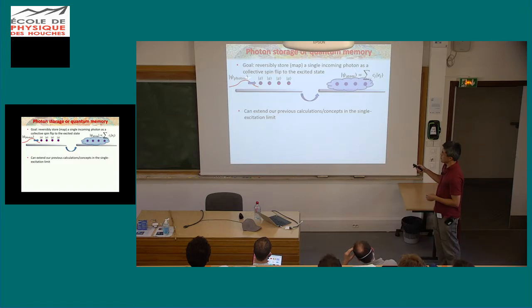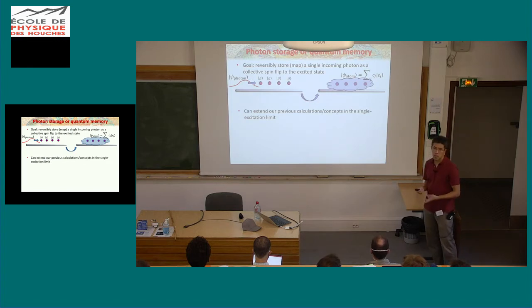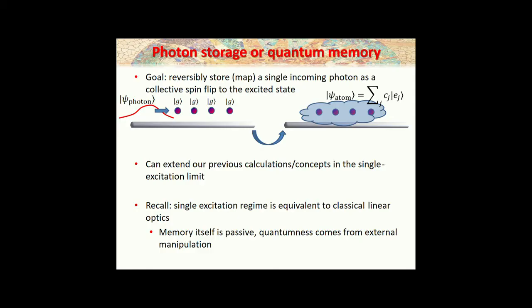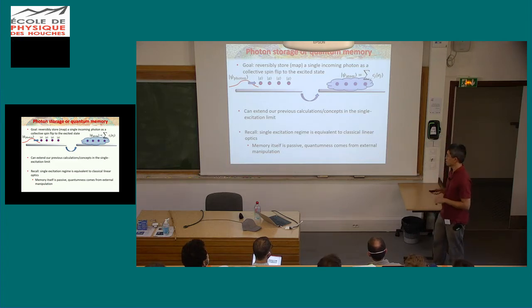The reason I focus on this particular application is that it's still in the single excitation limit. I'm really only interested in storing a single photon. So we can just directly extend our previous calculations and concepts. It's maybe a bit of a technical point, but I want to clear up some potential confusion. I also mentioned yesterday that if we deal with this spin model in the single excitation regime, it's completely equivalent to classical linear optics. It's like the physics of classical coupled radiating dipoles.